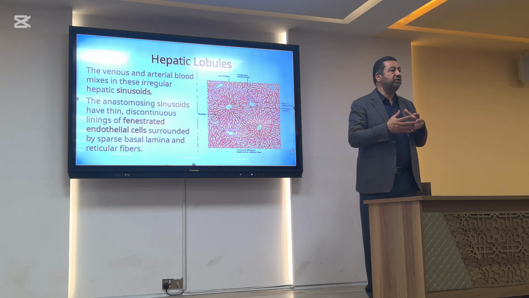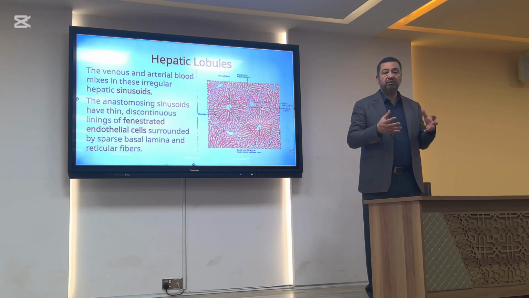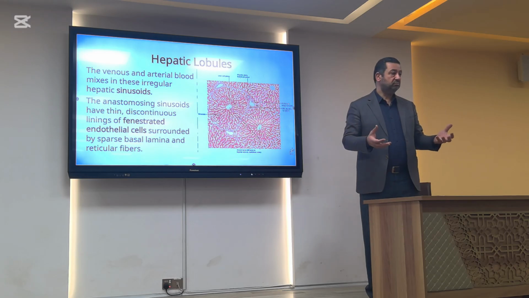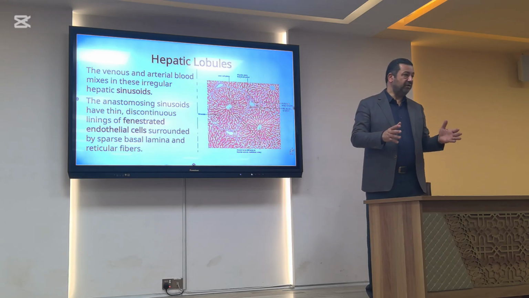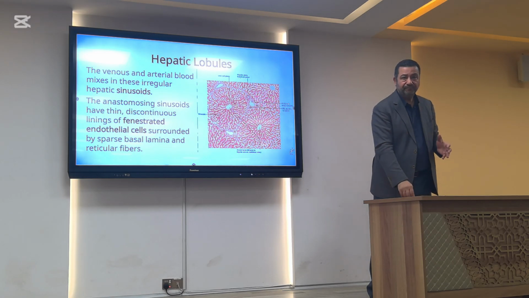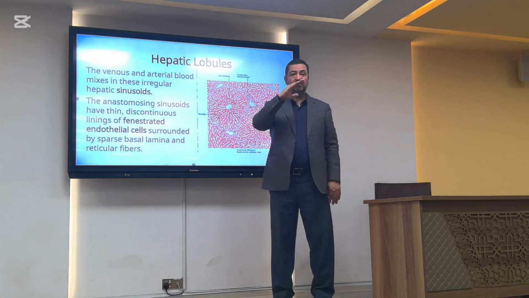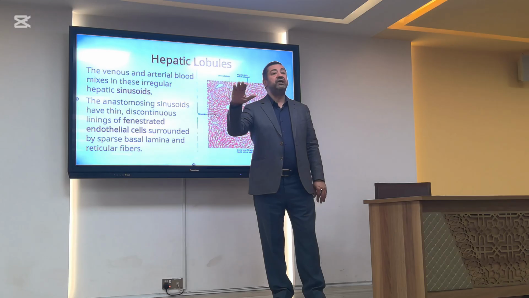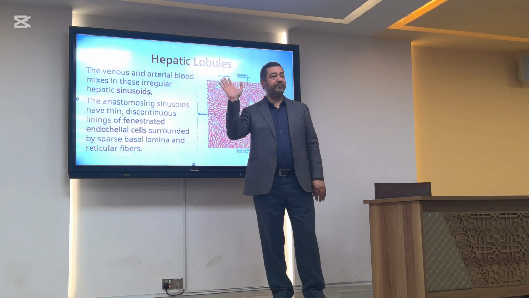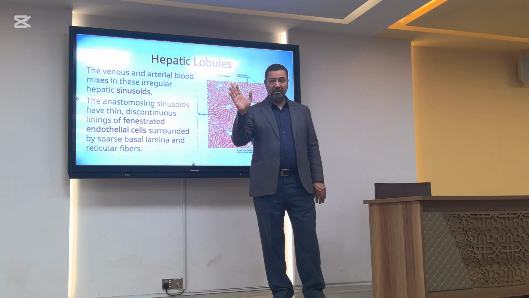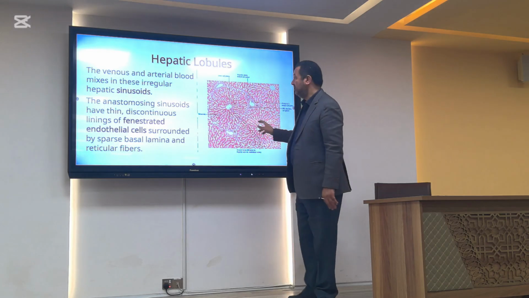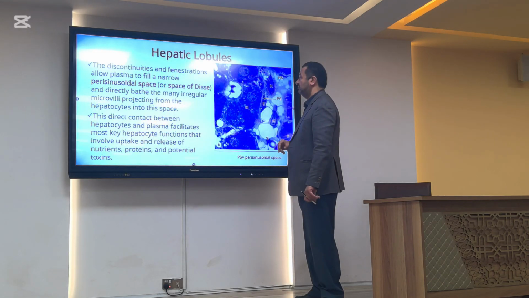The diameter of the sinusoid is not regular, it's irregular. Is it clear? Okay. Sinusoids are lined by the endothelial cells, similar to other capillaries. Okay? They are lined by the endothelial cells.